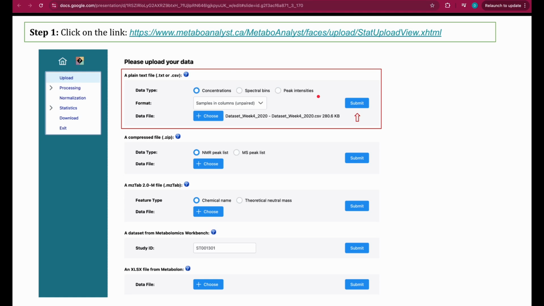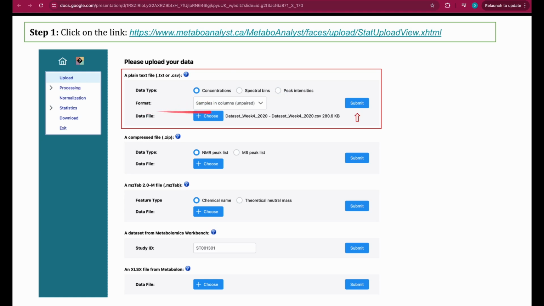So it depends on what data you have. For example, I have metabolomic data where I have multiple proteins. I have done its quantification and I have the concentration of each and every protein. So in that case I will select concentration. Whereas if I have mass spectra data and I have spectral bins, with different spectra that I want to compare, then I have to select spectral bins. Whereas if I have intensity values, I will select peak intensities. So it depends on what kind of data is present in your file.